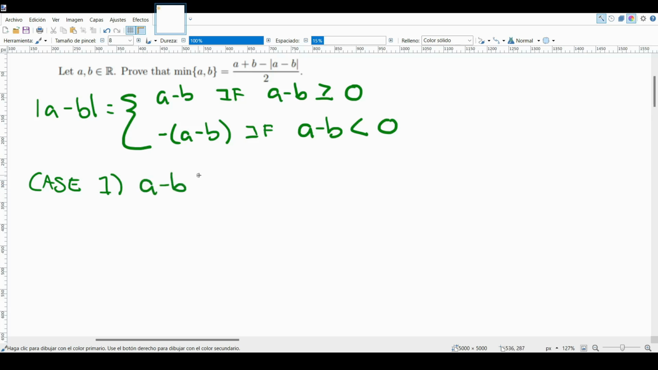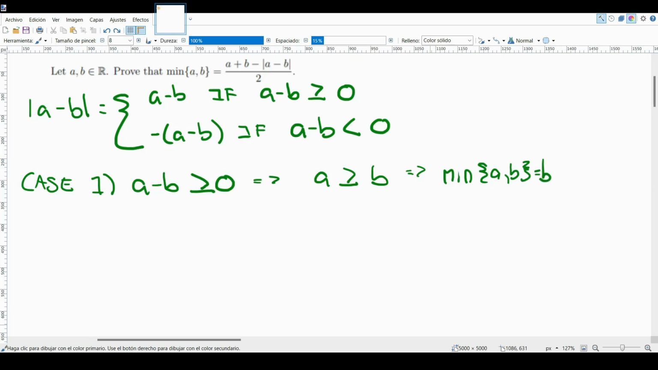A minus b is greater than or equal to 0, and equivalently, this means that a is greater than or equal to b, which implies that the value of min(a, b) is going to equal b. So we know that the min of a and b is going to be equal to b. Now it's on us to show that this value here, (a plus b minus the absolute value of a minus b) over 2, is going to be equal to b.